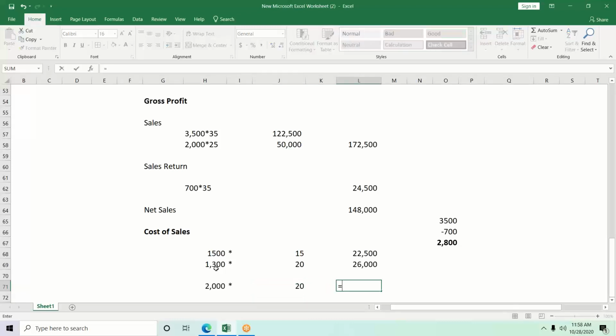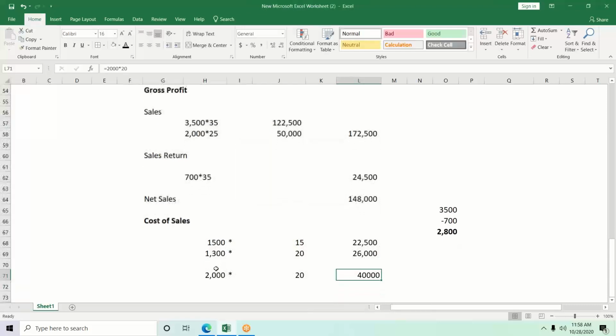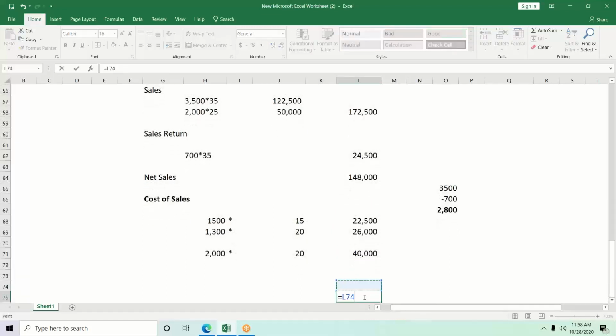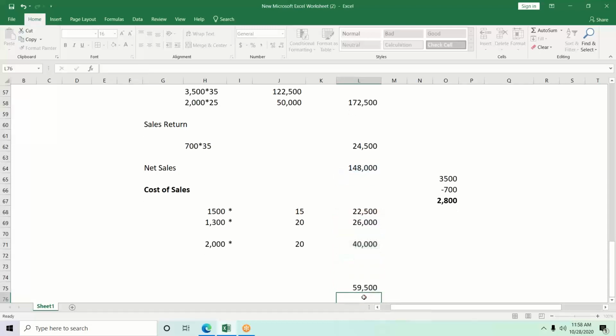So the value of it, how much? 2,000 into 20. Is it 40,000? Yes. That is rupees 40,000. And the net sales is this much, that minus cost of sales. Net sales is 148,000. That minus 22,500, minus 26,000, minus 40,000.